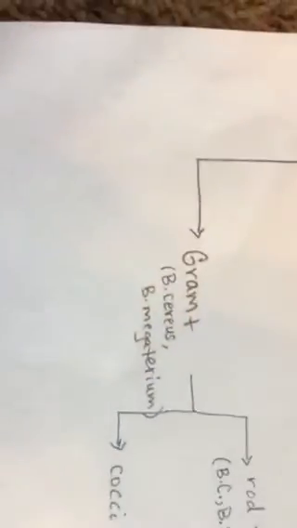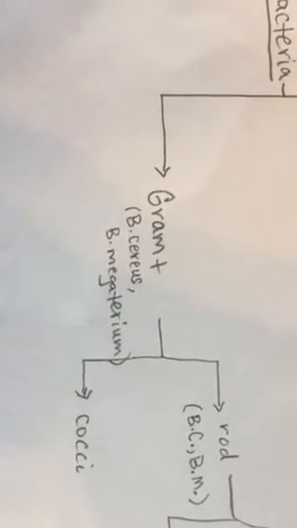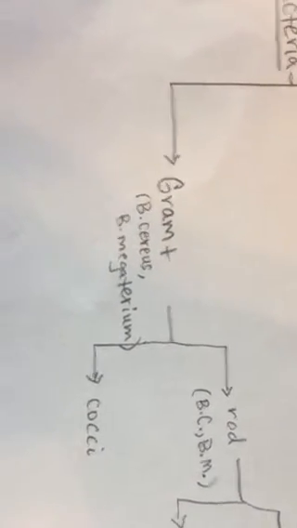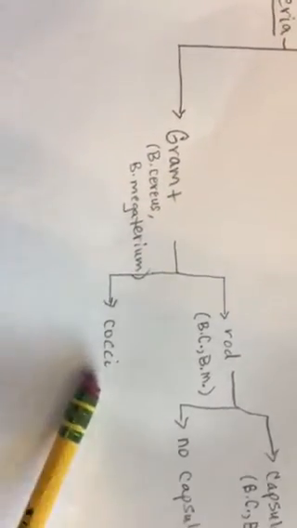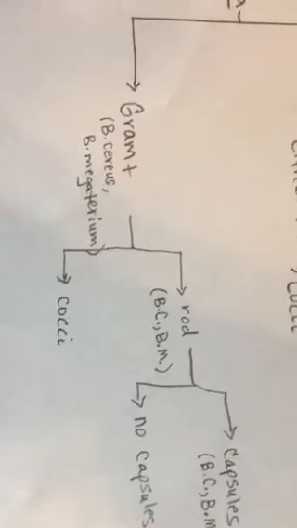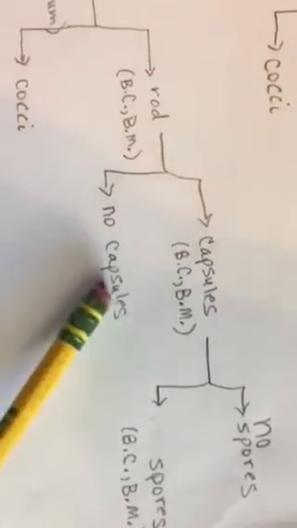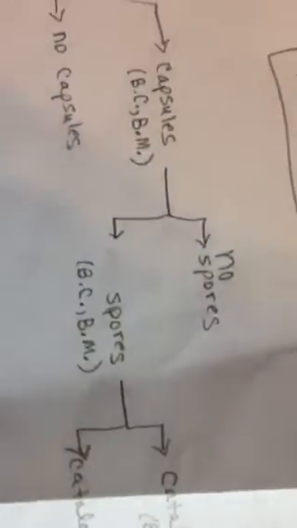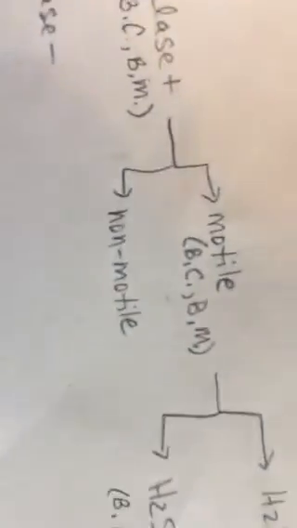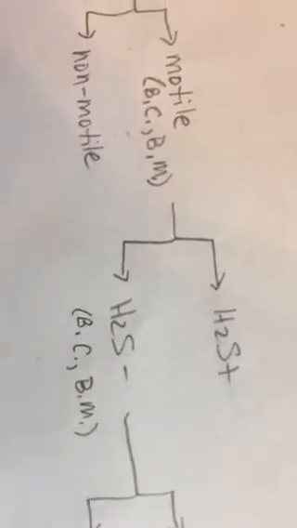Now, if we look at the gram-positive bacteria and morphology, both the BC and the BM are rods or bacillus. Again, we dead-end with the cocci just because there are not any gram-positive cocci that we were interested in. Both species produce capsules, so that no capsules becomes a dead end. Both species produce spores, so the no spores up here becomes the dead end. Both species are catalase positive, so the catalase negative becomes our dead end. Both are motile, so the non-motile becomes our dead end. Both are hydrogen sulfide negative, so the hydrogen sulfide positive becomes our dead end there.